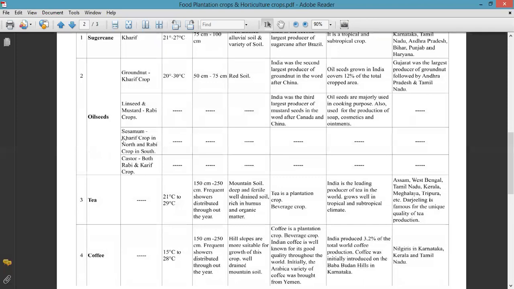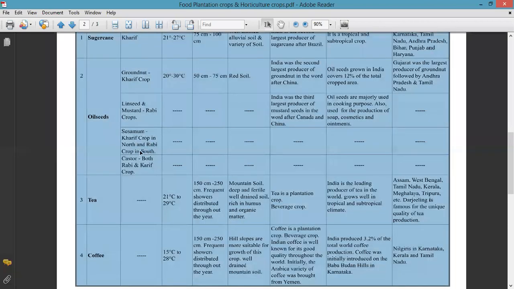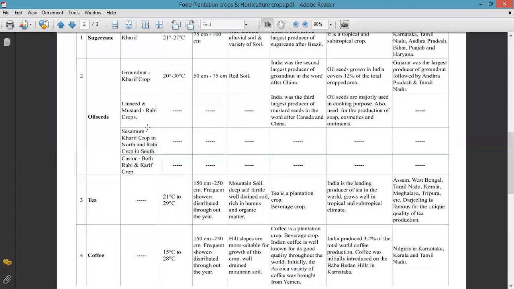Next, about sesamum. It's a kharif crop grown in North India, and even in South India it is also grown in the Rabi season. But from the 1 mark point of view, listen to me carefully. Sesamum is a kharif crop in North India and a Rabi crop in South India. In an MCQ, they may ask which of the following is a kharif crop in North India but a Rabi crop in South India? Option A, sesamum. Option B, mustard. Option C, groundnut.